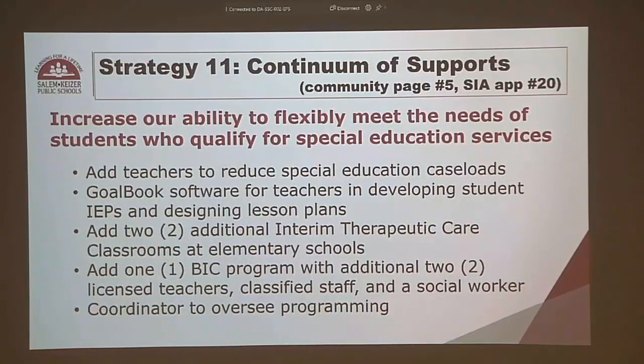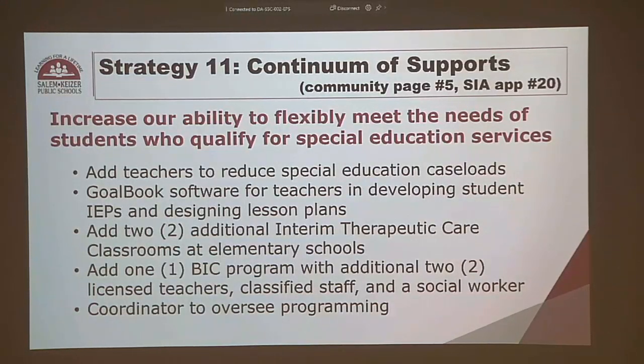Goalbook is a software program that helps teachers develop IEPs, and remember, an IEP is an individualized education plan. When you have big caseloads and a lot of kids that you're seeing, it's hard to make a truly individualized plan that furthers the needs of that kid. So Goalbook is something that we've tried out for the last couple of years, and we'd like to extend it across our system as a source of support for all of our special education teachers.